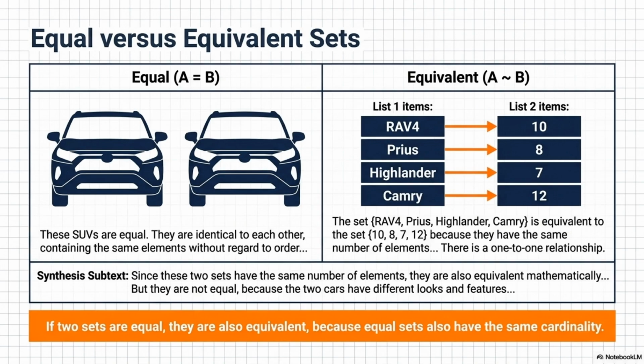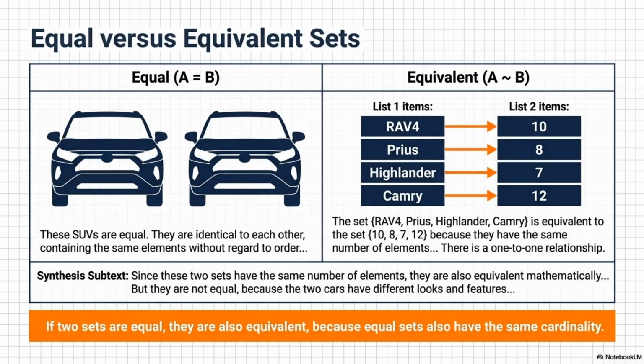Okay. Equivalent means two sets have the exact same cardinality. They contain the same number of elements. Right. Equal, on the other hand, means the two sets contain the exact same specific elements. Order doesn't matter, but the contents must be identical.